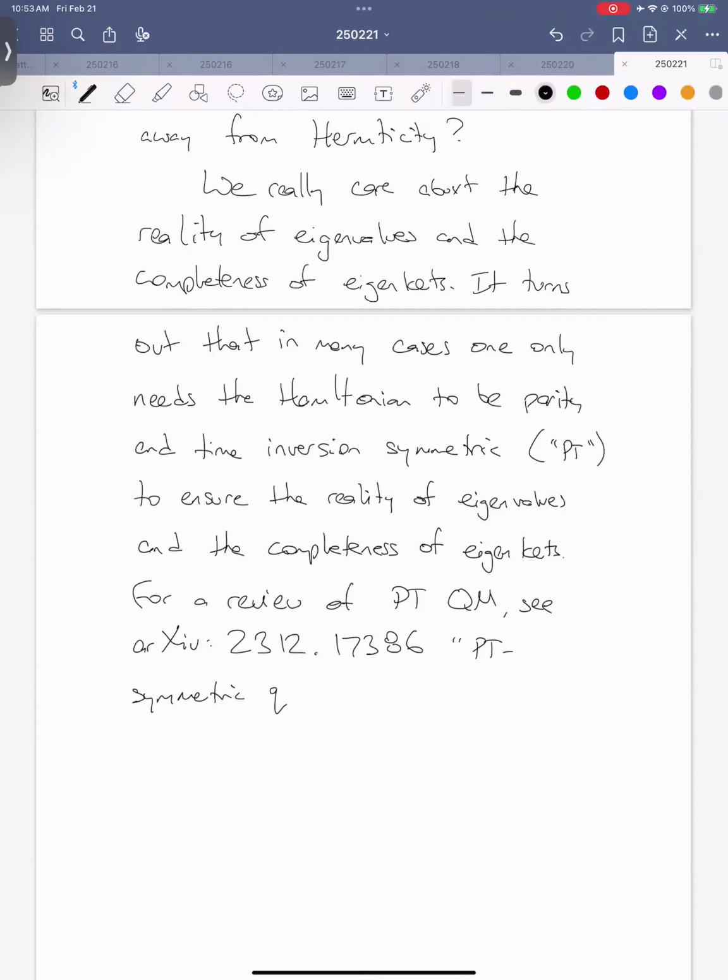Okay. PT symmetric quantum mechanics, by one of the founders of the field. And to give you a sense of the level, this article is what, 14 months old, and it has over 1,000 citations. Yeah. So it's a very active area of research.